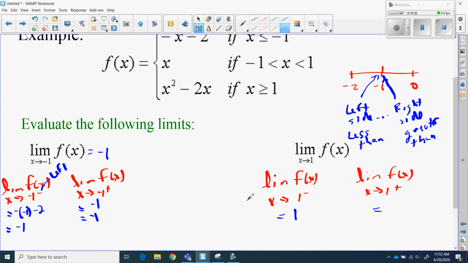And again, you say, well, how do you know which function to use when you're putting 1 in for x? That's the function in that interval. f of x in this interval is equal to x. So I just fill that number into the function where there's an x.